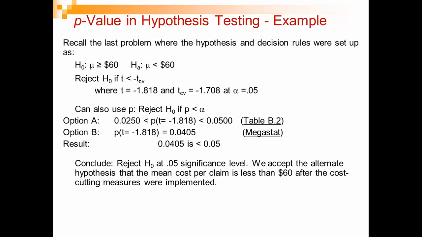Using option A in the back of our book, we aren't able to calculate an exact p-value from the table because we don't have every value in the table. The best we can say is that the p-value is somewhere between 0.025 and 0.050. With MegaStat, though, we can calculate an exact p-value, and that comes out to 0.0405. Well, how do we do that?